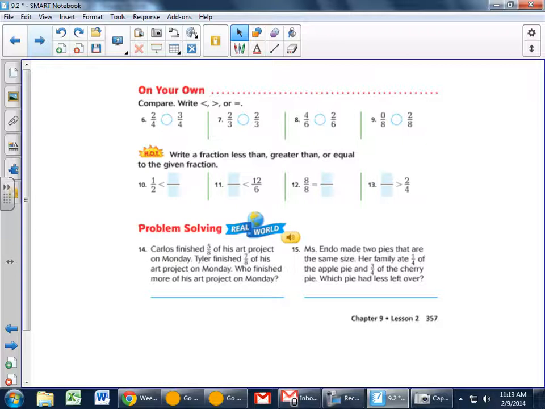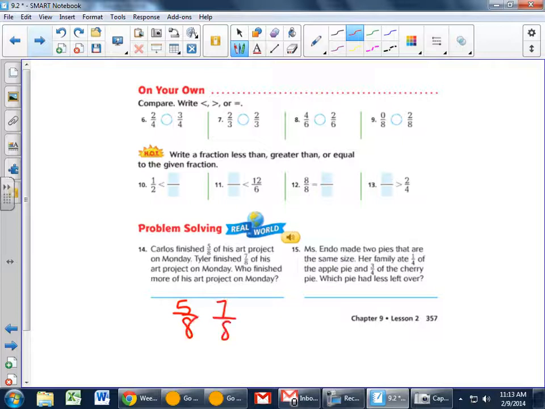And number 14 and 15 is problem solving. Carlos finished 5/8 of his art project on Monday. Tyler finished 7/8 of his art project on Tuesday. Who finished more of their art project? And you do have a little bit of room down here that you could write those fractions and show me that you understand how to compare them. Your denominators are the same, so you're only looking at your numerator. You are going to go ahead and finish this page.